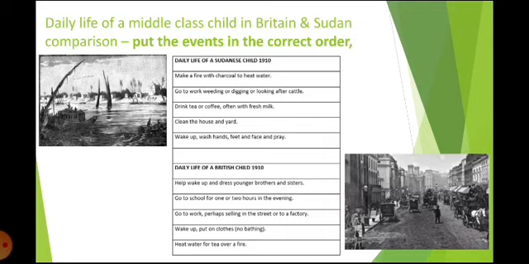Make fire with charcoal to heat water. Go to work weeding or digging or looking after cattle. Drink tea or coffee, often with fresh milk. Clean the house and yard. Wake up, wash hands, feet, and face, and pray. Now, a British child would help wake up and dress younger brothers and sisters, go to school for 1 or 2 hours in the evening, go to work, perhaps selling in the street or to a factory, wake up, put on clothes, no bathing, heat water for tea over fire.